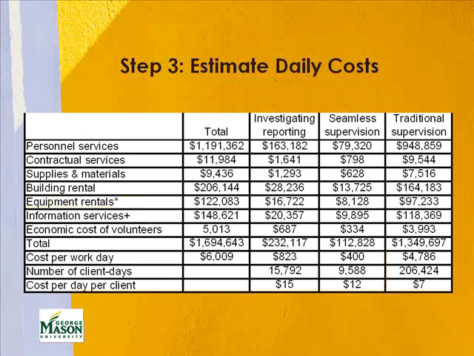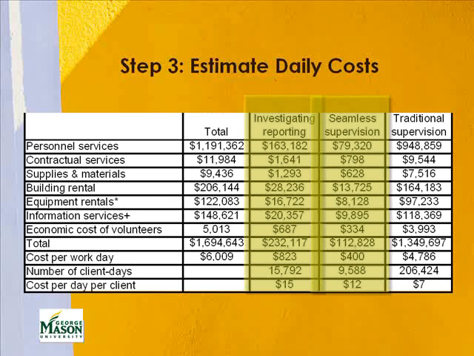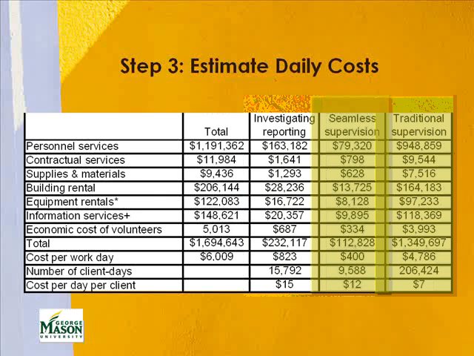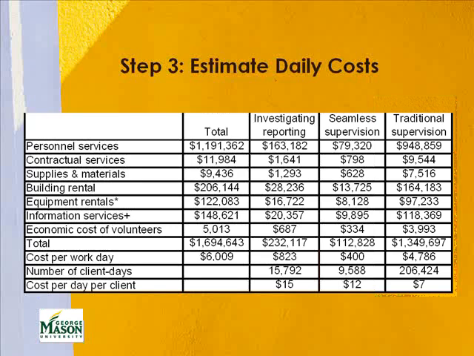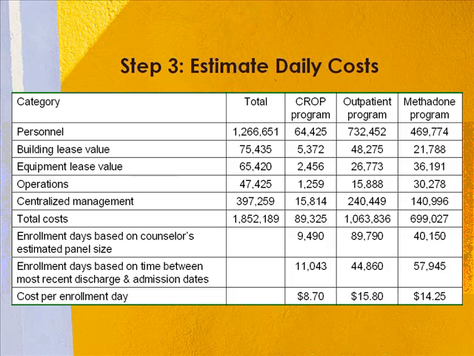This table shows the total agency budget and allocation of these costs to various activities: investigative reporting, seamless supervision, and traditional supervision. Note that this allocation was done using what probation officers were spending their time on. A similar procedure was followed for cost of the substance abuse treatment clinic. This table shows the total budget of the clinic and its allocations to 3 programs within the clinic. Like before, items that did not show in the budget of the clinic, for example centralized management cost, were added to the accounting cost.